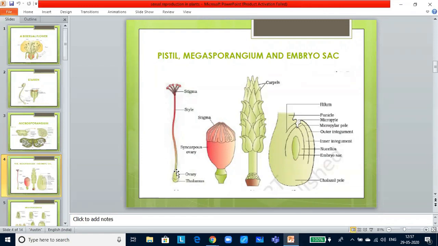A mass of cells called the nucellus is enclosed within the integuments. Nucellus cells have abundant food reserves. The embryo sac is located within the nucellus and it forms the female gametophyte. Now, megasporogenesis, the process of formation of megaspores.